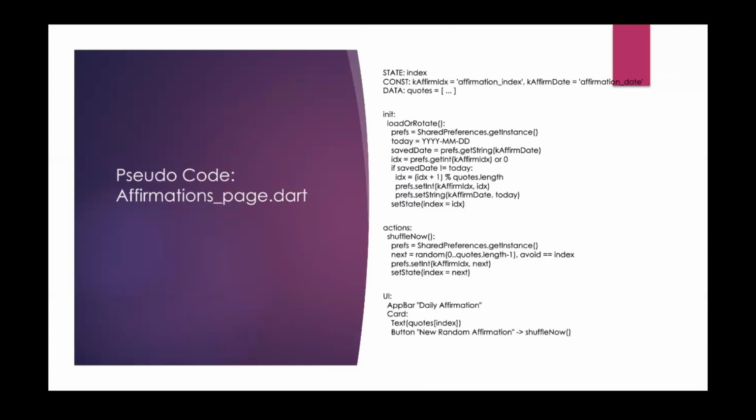Here's the pseudocode for the affirmations page. It's just like I said earlier. We have the state and we have the data, which has all the quotes that we've loaded into the application. We have the load and rotate, which I talked about earlier, where we use shared preferences to store one quote per day. We also have the actions for the shuffle, so if users don't like it, they can switch to another quote.